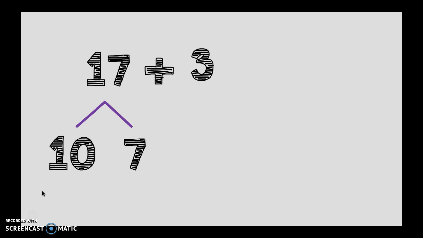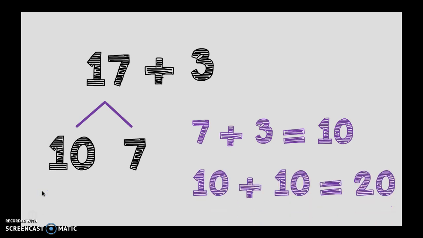Okay, do you have your ones number sentence? Well, it's the 7 from the 17 plus 3. 7 plus 3 equals, hey, we made a new 10. Well, that's cool. All right, now I need to take that 10 and add it to the 10s I already had. So it should say 10 plus 10, and that equals 20 altogether. So 17 plus 3 equals 20.